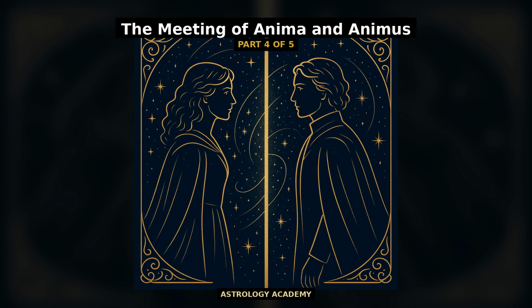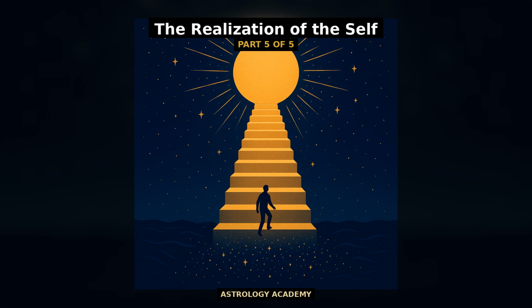Act 4 is houses 10, 11, and 12, the realization of the self. The 10th house is not merely career. In the individuation wheel, it is the vocation of the soul, the contribution the fully realized person makes to the world. The 11th house is the community of the self, the groups, causes, and friendships that reflect our authentic values rather than our persona. And the 12th house is the return to the source, solitude, dream, surrender, the ocean from which the individual emerged and into which the individual dissolves.